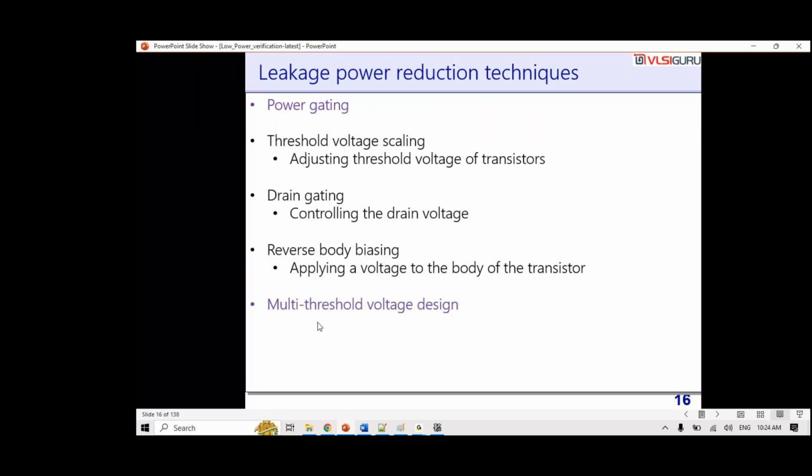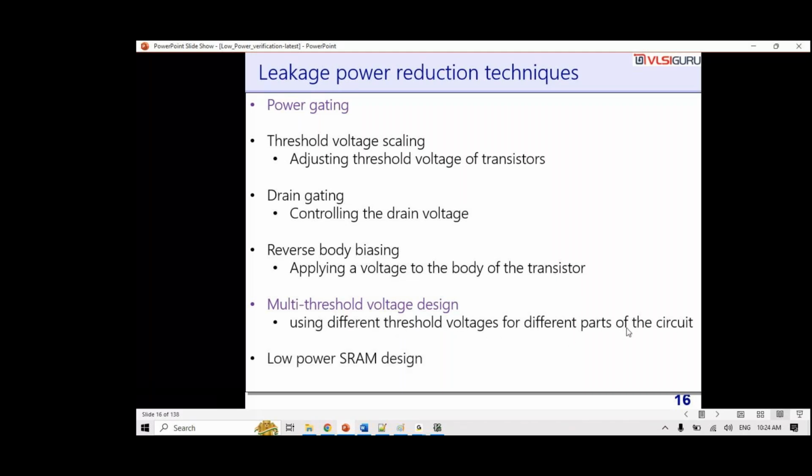Then we have multi threshold voltage design, using different threshold voltages for different parts of the circuit. Then low power SRAM design, that is, optimizing the design of SRAM. Individual SRAMs can be optimized, because the SRAM is what goes into the memories, right? So the SRAM design itself can be optimized to minimize the leakage.